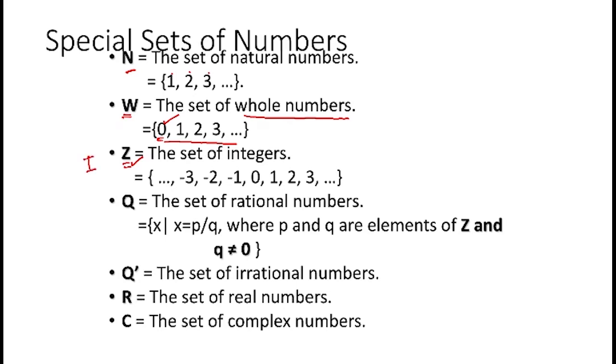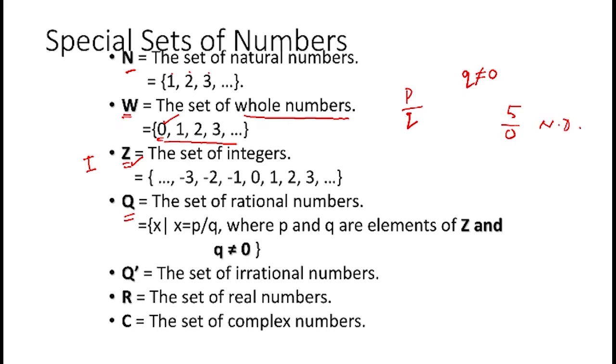Q is the rational numbers. Rational numbers means numbers defined in the form of P by Q, where P and Q both are integers, but understand Q is not equal to 0. When Q is equal to 0, like if I'm writing 5 upon 0, then this is not defined. The number is not defined, right? So this is represented as Q, the rational numbers.